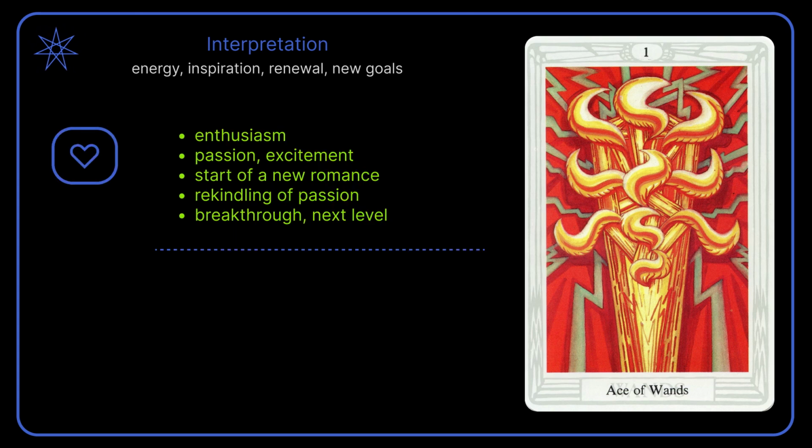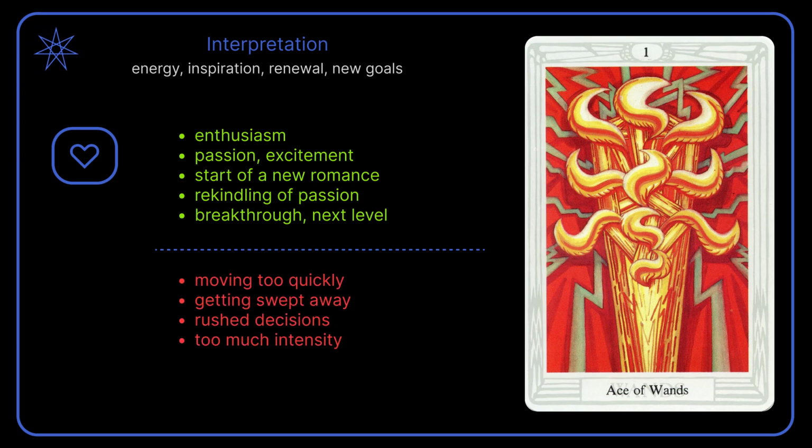In relationship readings, the Ace of Wands represents enthusiasm, passion, and excitement. For single people, it could signify the start of a new romance with strong chemistry and the potential for a dynamic connection. For existing relationships, it may indicate renewal, rekindling of passion, or a breakthrough, providing motivation to take the relationship to the next level. When unbalanced, the Ace of Wands can sometimes warn of moving too quickly or getting swept away by desire without considering the long-term situation.